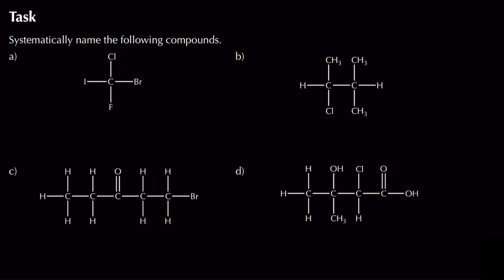So yeah, looking at this first one over here, we can clearly see that the longest carbon chain is going to be, of course, 1 carbon atom. So in that case, we know our stem is going to be meth, and our suffix is going to be -ane, so in that case we know it's going to be methane.